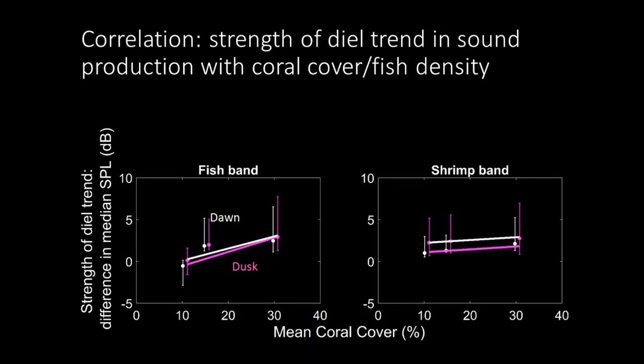I'm just showing you here the comparison between coral cover and the strength of this diel trend at dawn and dusk. And we see some relationship here, again, with quite substantial variability between coral cover and the strength of this diurnal trend. Less so at the high frequencies for the snapping shrimp. And if you think about it, that kind of makes sense, because you wouldn't necessarily expect snapping shrimp abundance or acoustic activity to relate to live coral cover.